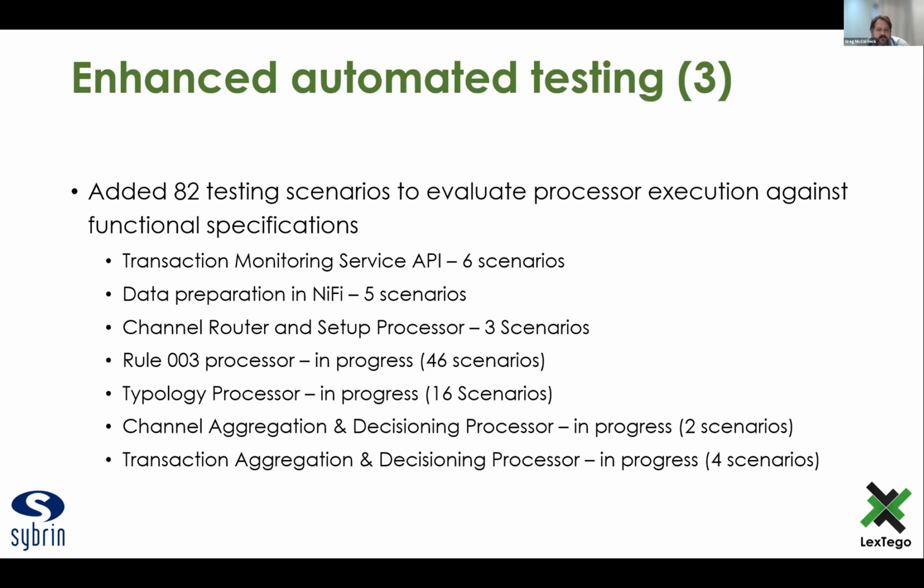That one's in process. The typology processor, channel aggregation, those things are all in process and have multiple scenarios. The typology is also pretty complex. There's 16 scenarios there and 2 scenarios in the channel aggregation. And then in the final transaction decisioning process, there's 4.